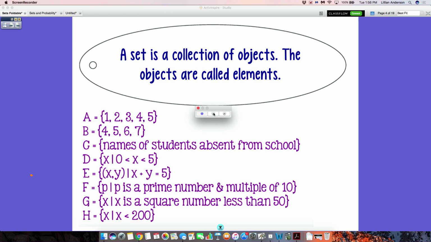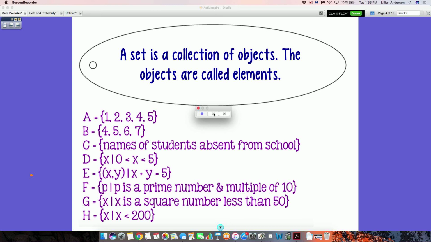Not only are A and B examples of precise sets, but they're also examples of finite sets. What does finite mean? It has an end, okay? You have 5 elements in set A, you have 4 elements in set B, and so on and so forth.